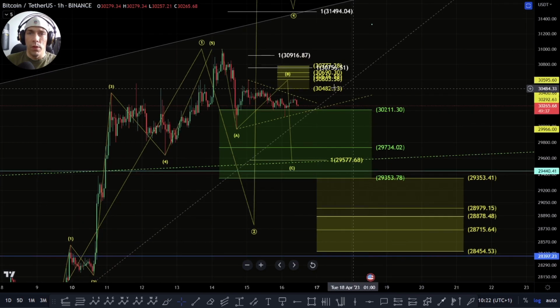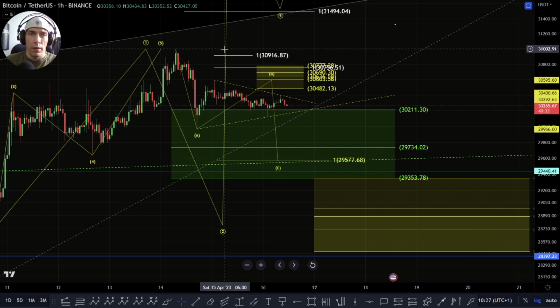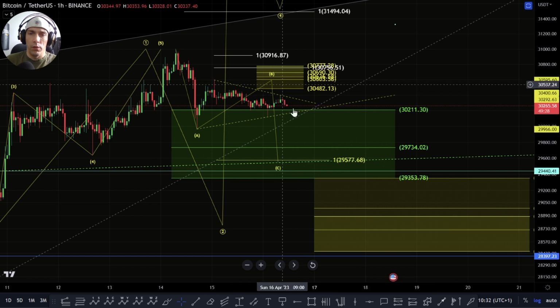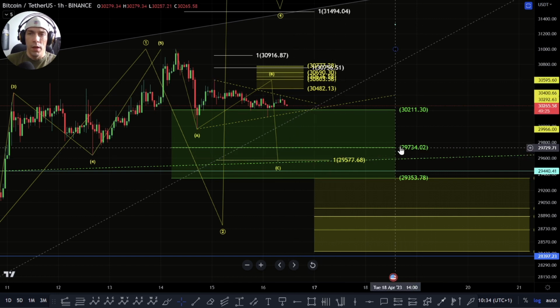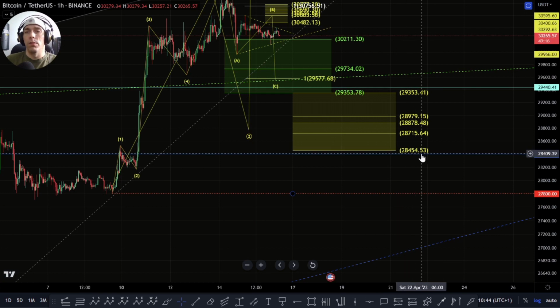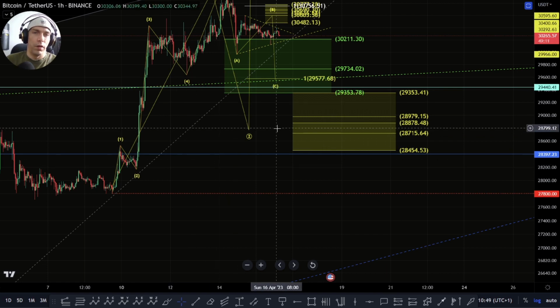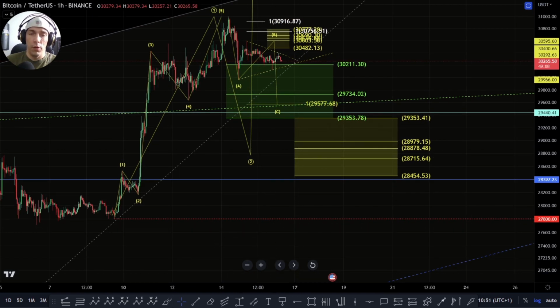Basically, any kind of a move up towards this 30,777 without breaking these highs of this 31K, we need to just be careful that this could be looking for an additional move down here. So some key zones would be this 29,734 to this 29,353. If we break down deeper though, this 28,454 would be the sort of cutoff point where I'd be looking at the possibility of continuation to the upside.